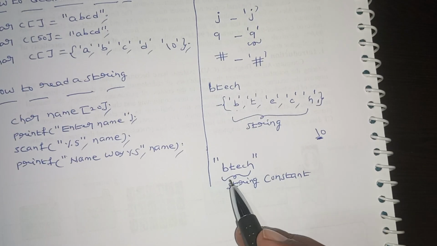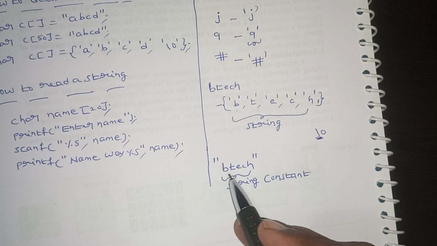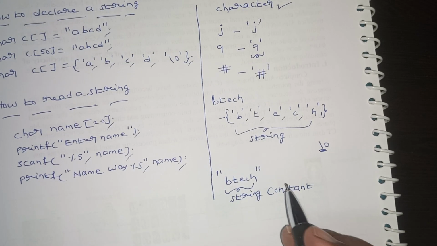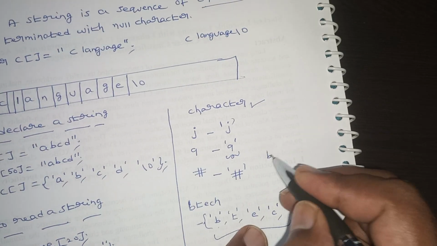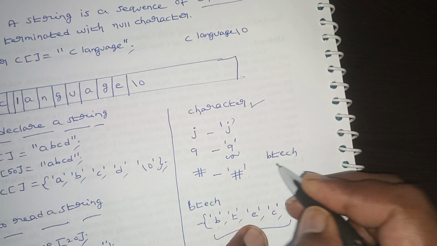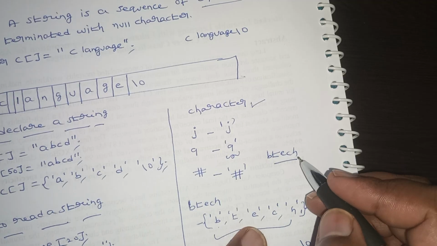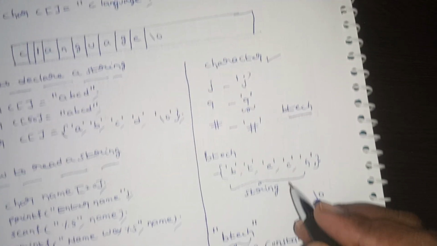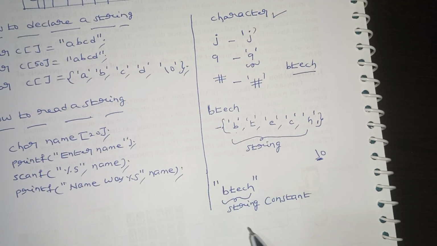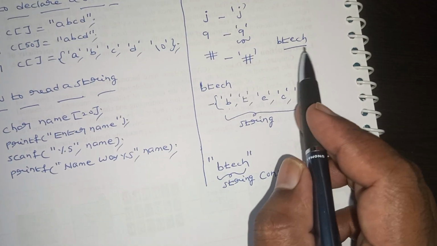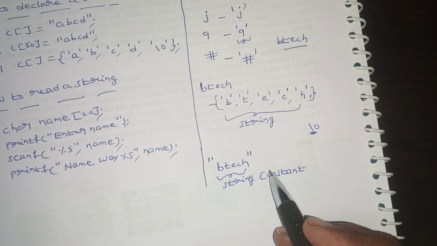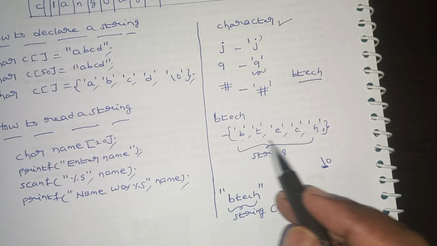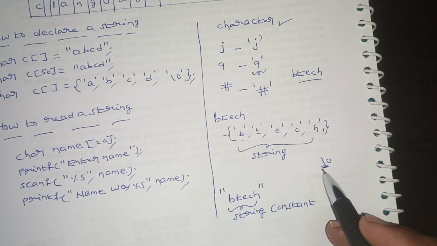Or generally you write this one like this. This is called a string when you speak normally. Generally, without any rules, when you take B tech, this is a string. But according to the concept, when you mention this in double quotes, this is called a string constant. This is a collection of characters ended with slash zero.